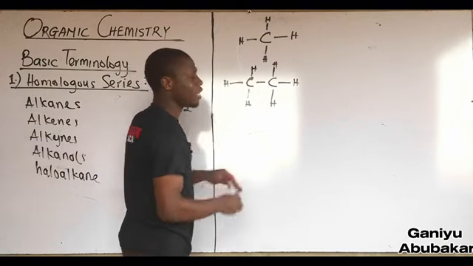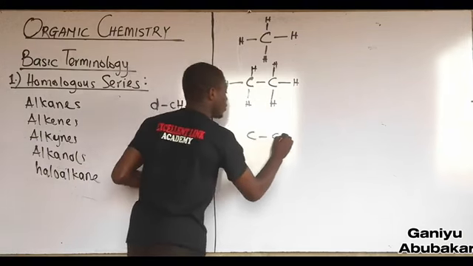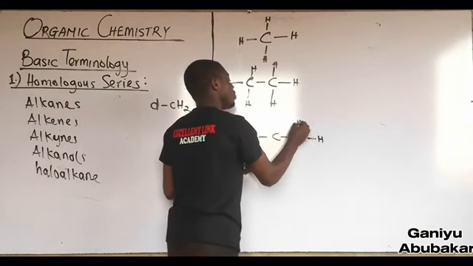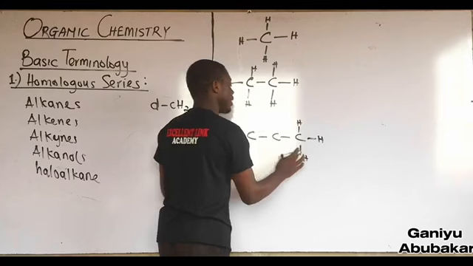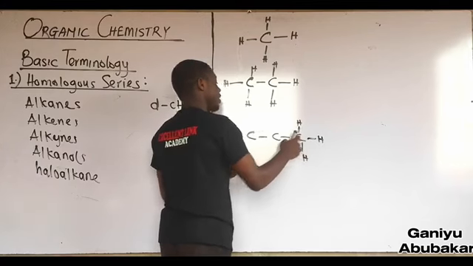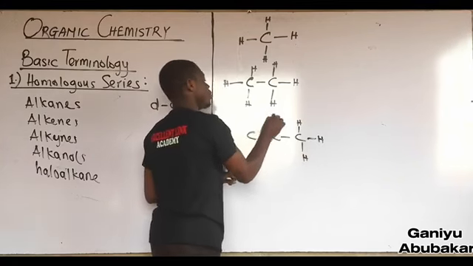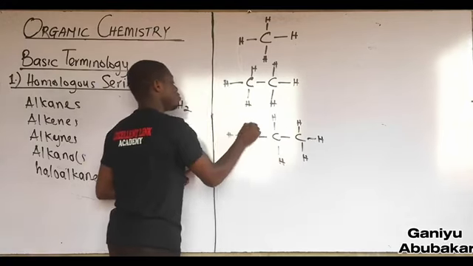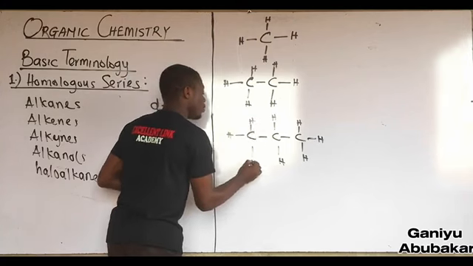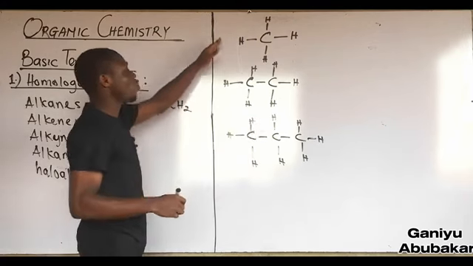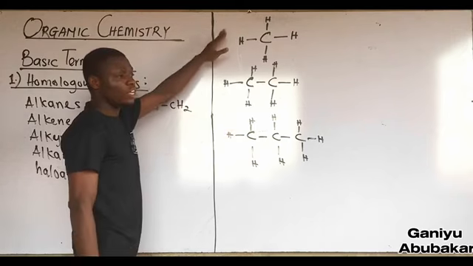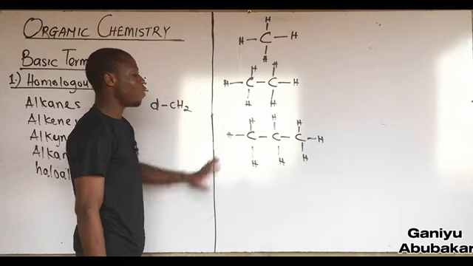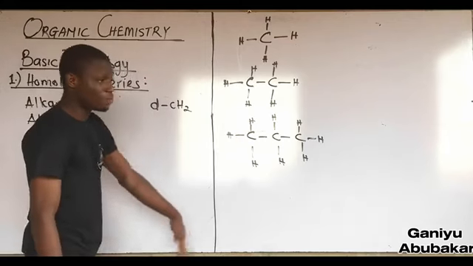Let's use 3 carbon atoms. Carbon, carbon, carbon. Let's balance this. This is 1, 2, 3, 4. This carbon here is balanced. Let's balance this one, 1, 2, 3, 4. Balanced. So I want to explain the concept of homologous series using the alkanes. The alkanes range from the first member, second member, and third member, and it continues in this pattern.